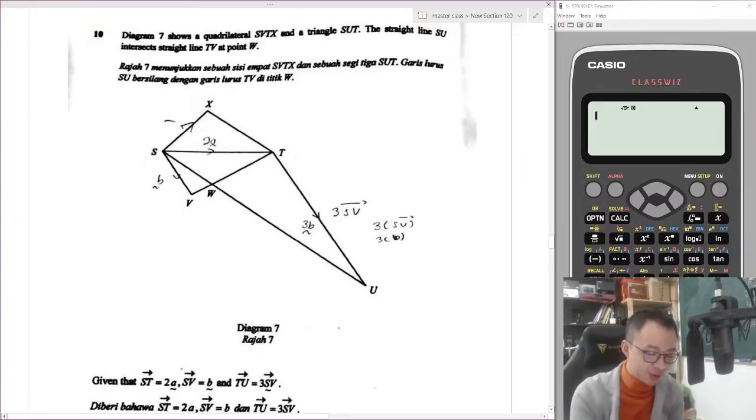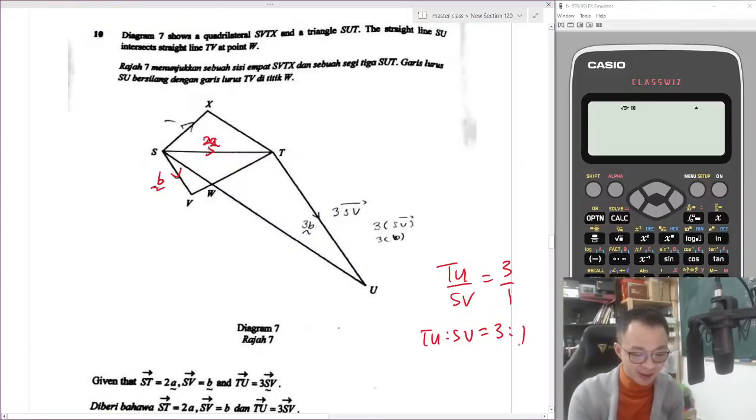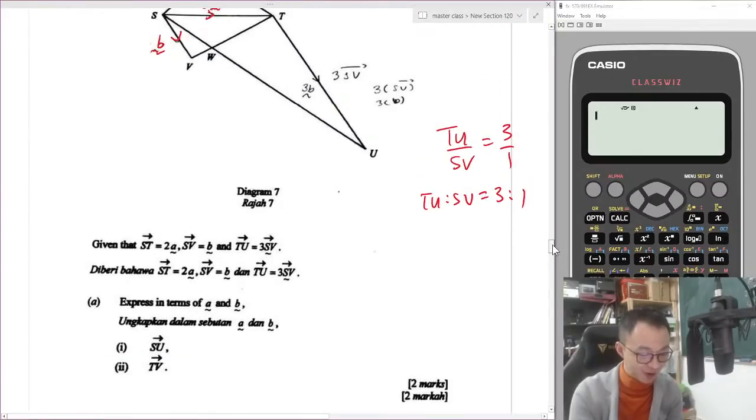Okay, we know ST equals 2a, and actually it shows you 2a here. And SV equals b, so SV is b here, and TU equals 3 times SV. Normally I prefer to do TU over SV equals 3 over 1. TU ratio SV equals 3 ratio 1. Then I know TU is ratio 3 and SV is ratio 1. So if SV is b, then TU will be 3b. You saw the 3b over here as well. The person who did this paper already gave me all the information I need.